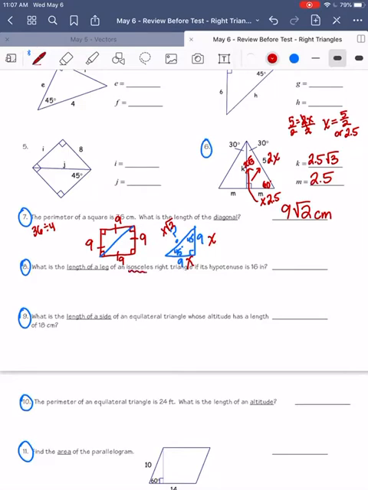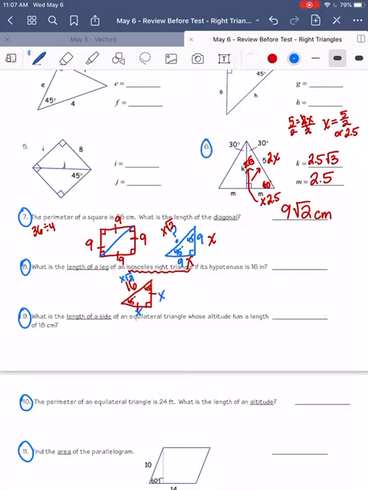Okay. What is the length of a leg of an isosceles right triangle? Okay, so this right here, isosceles right triangle. Remember, isosceles means two sides are congruent. So that means it's automatically a 45, 45, 90. If the hypotenuse is 16, we can label this x, x, x root 2.